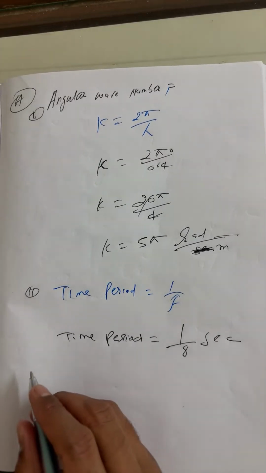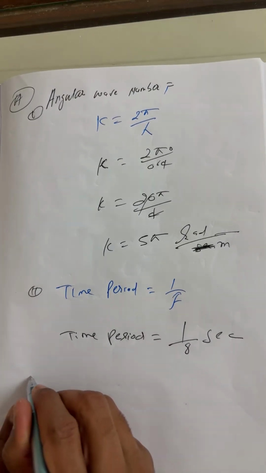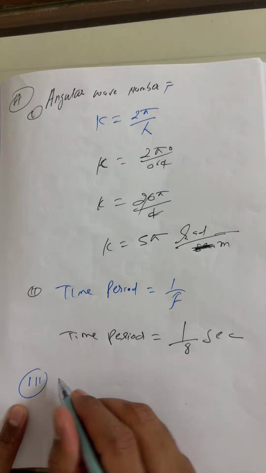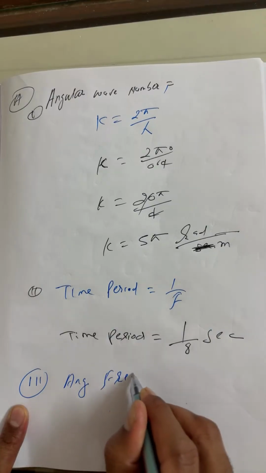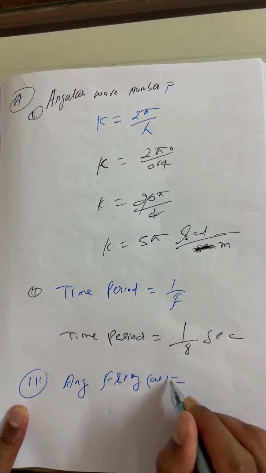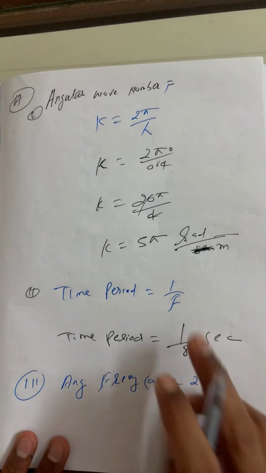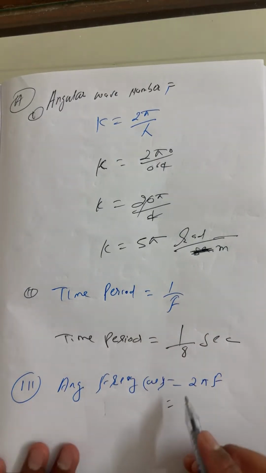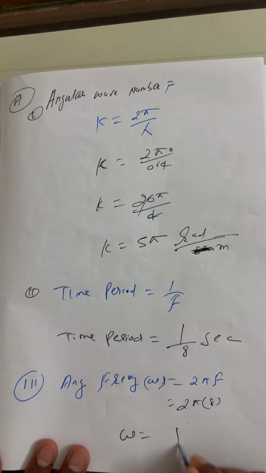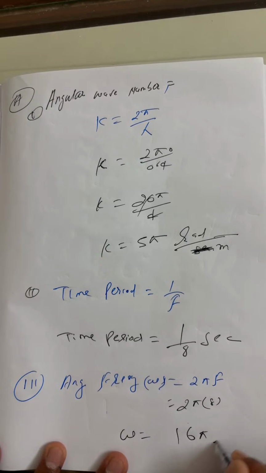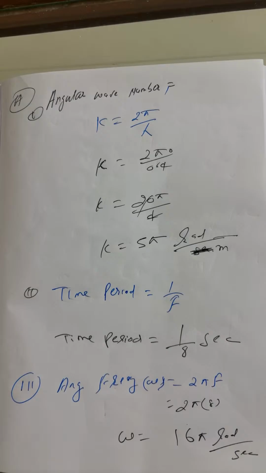So here we also have to find the wave number and the frequency, the angular frequency. It's nothing but omega. Angular frequency omega is equal to 2 pi f. The f we already found, it is mentioned in the question. 2 pi into 8. So what is omega here? This is 16 pi radian per second.